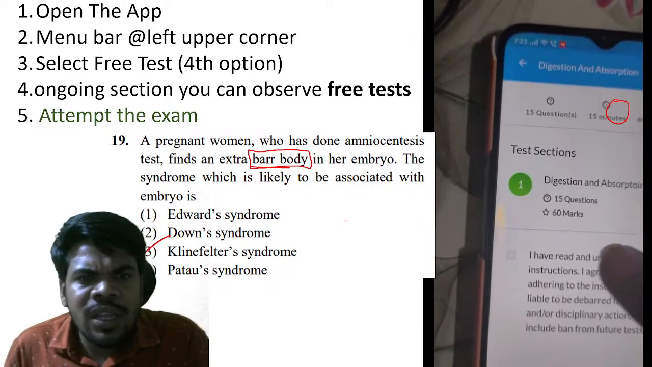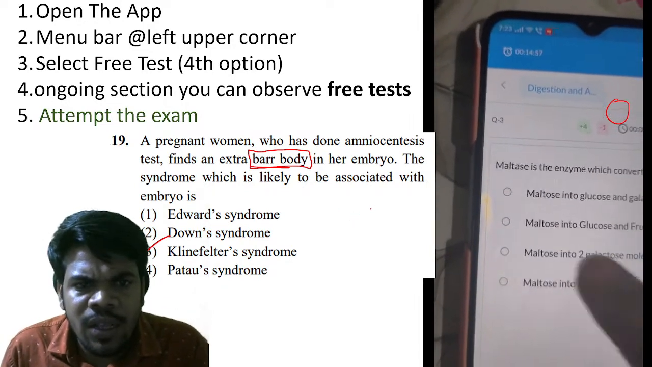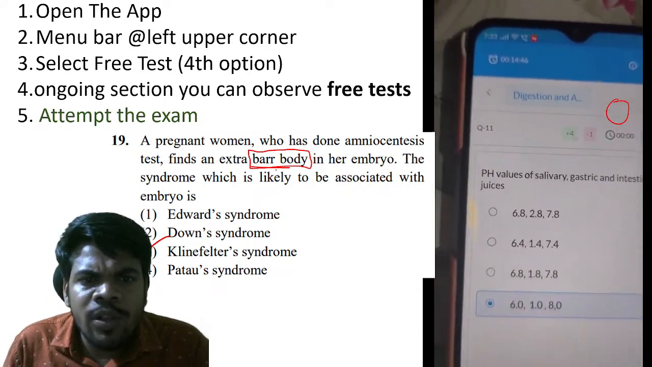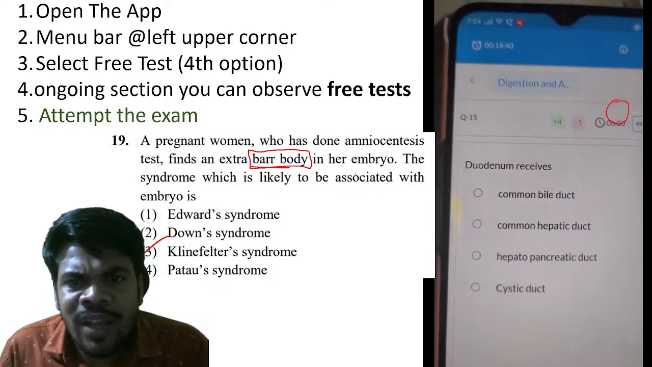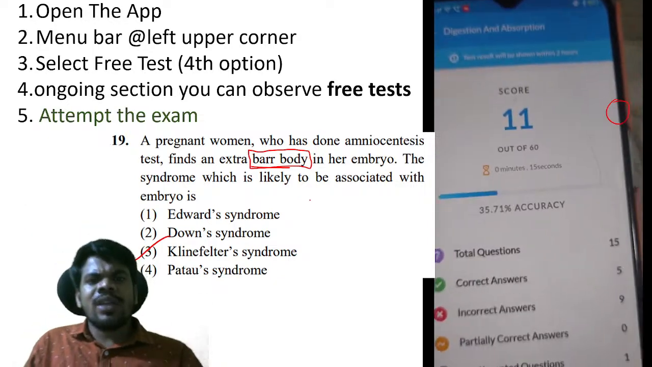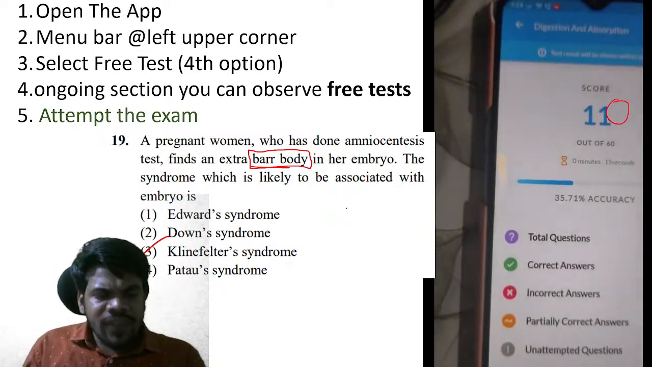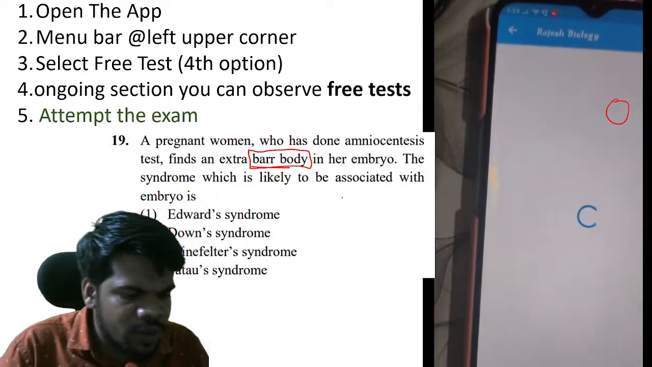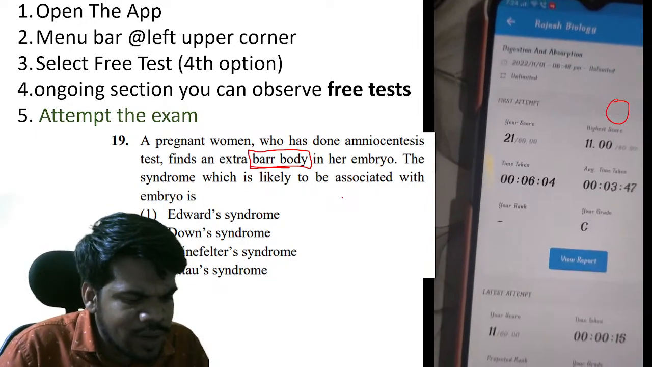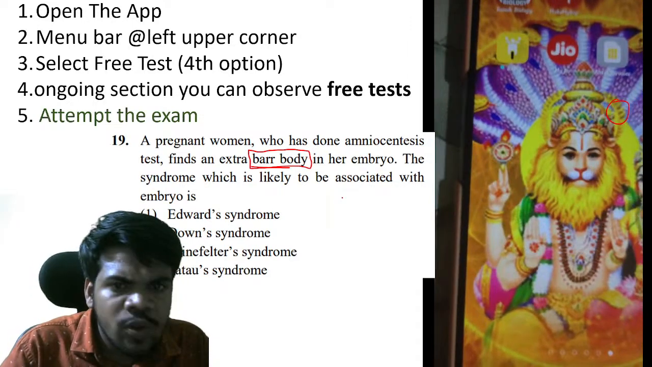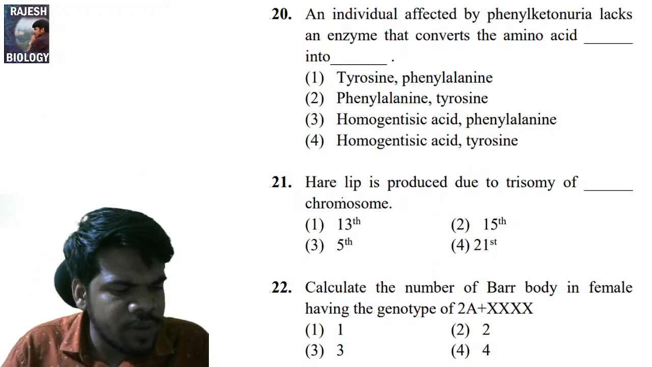If that baby has how many? Amniocentesis finds an extra bar body in her embryo. The syndrome which is likely to be associated with the embryo is Klinefelter syndrome. Option 3. Very good, Chinnu and Chandrika, right? The screen is not clear. Rupa Mahesh, yes, right, very good.